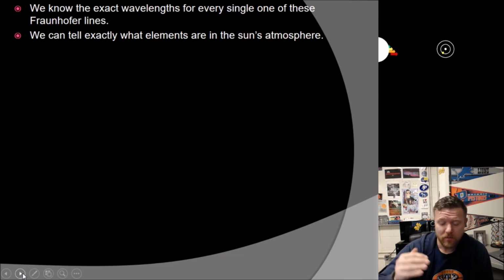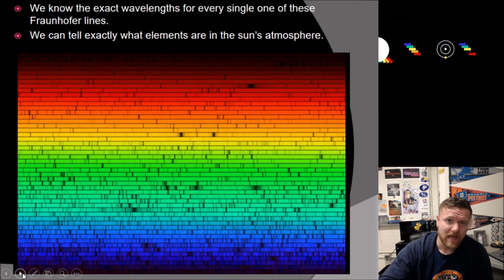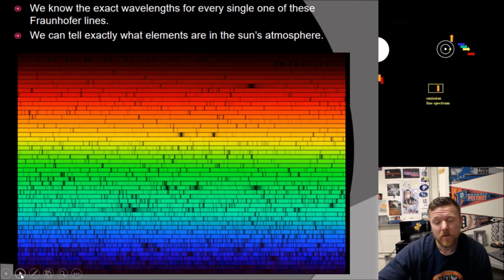And because we know the exact wavelengths for every single element that exists, we can tell exactly which elements are in our sun's atmosphere, which I think is pretty cool. We don't have to go to the sun. We just look at the light, and we use spectrum analysis in order to figure out what the sun's made out of.